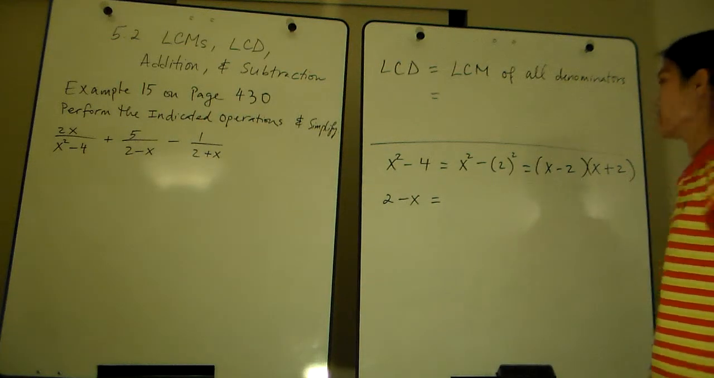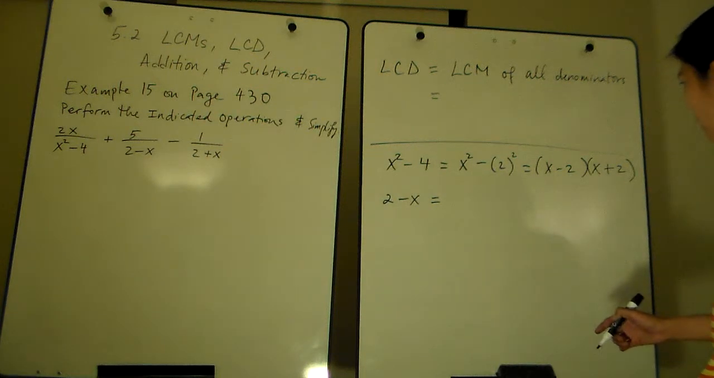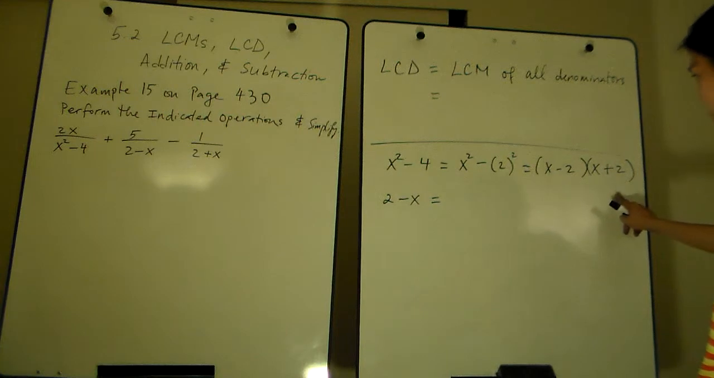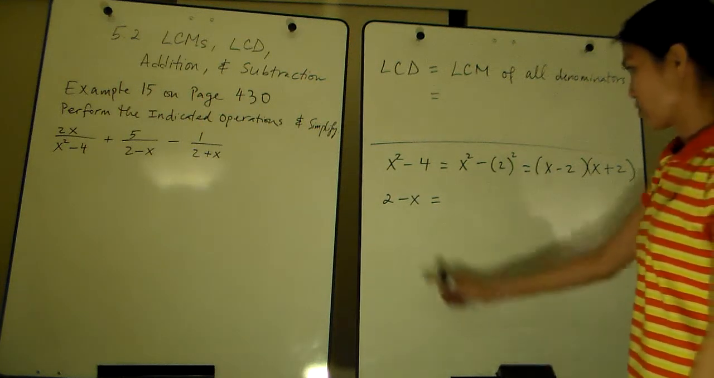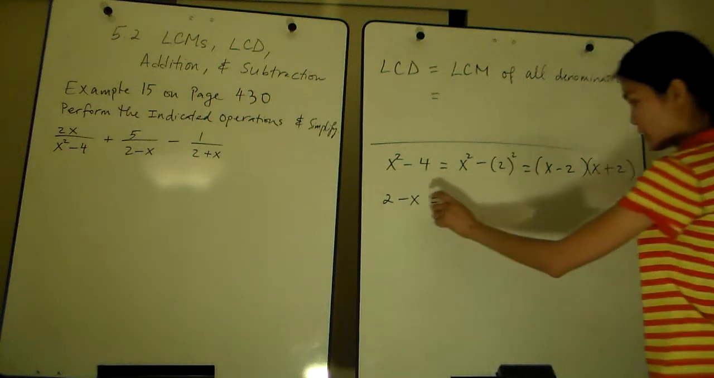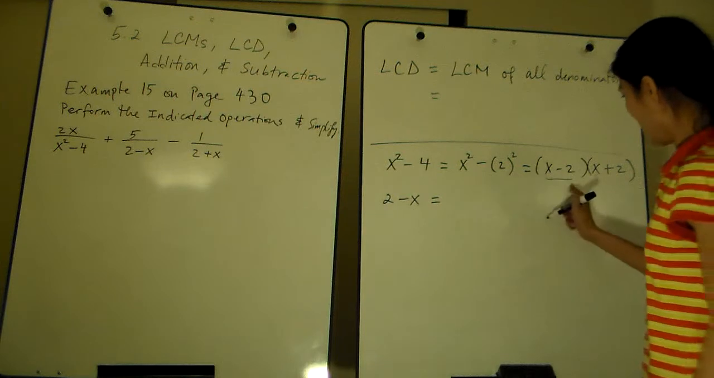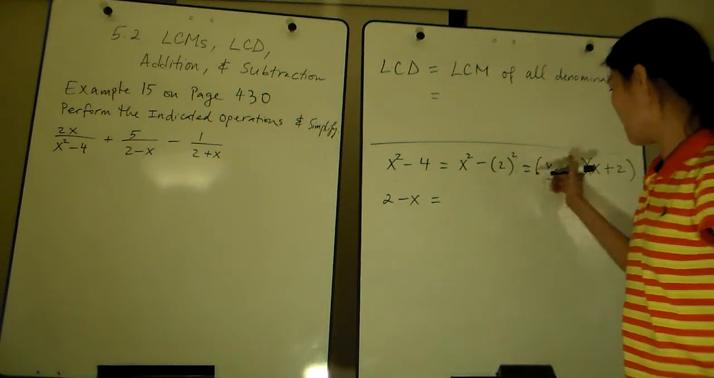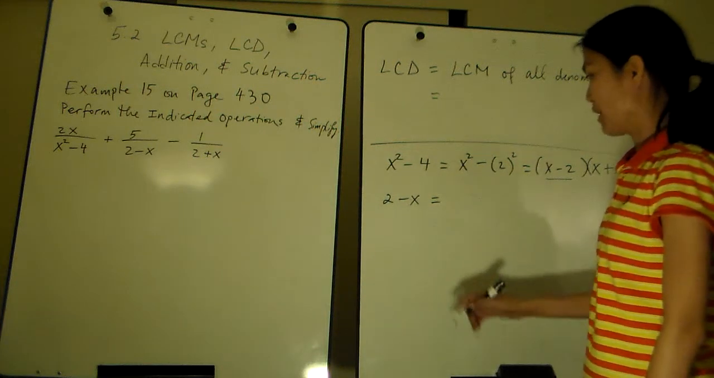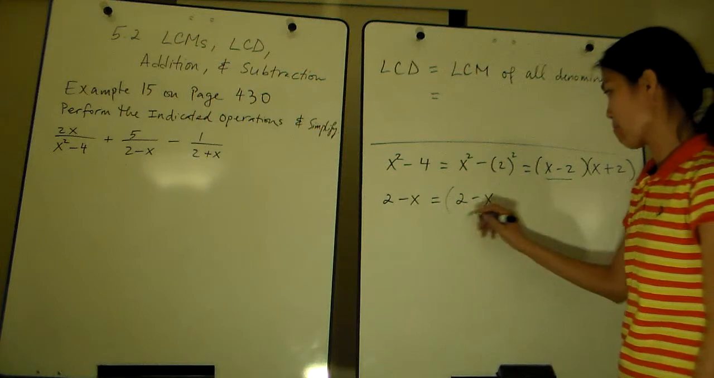Now, pretty much that's all you have. You cannot factor any further, but if you pay attention closely, you will see that this is x minus 2, this is x plus 2, okay? So this is positive 2, this is negative 2, this is negative x, this is positive x. So this term right here and this denominator are the same, but opposite sign, okay? For now, just leave it as 2 minus x. We'll work on this later, okay?